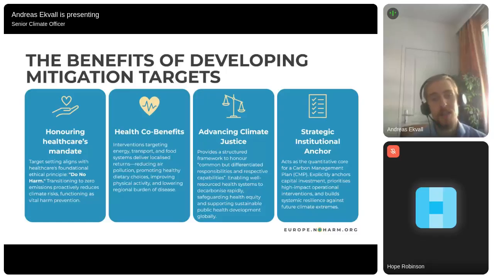And third, it allows us to advance climate justice. A clear target honors the Paris Agreement by enabling well-resourced organizations to decarbonize rapidly, while also enabling other healthcare systems to grow, ensuring access to healthcare. And finally, a mitigation target serves as a strategic institutional anchor. It acts as the core around which the carbon management plan or climate action plan is designed to achieve.